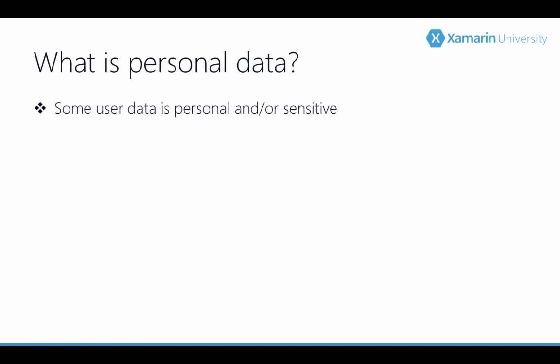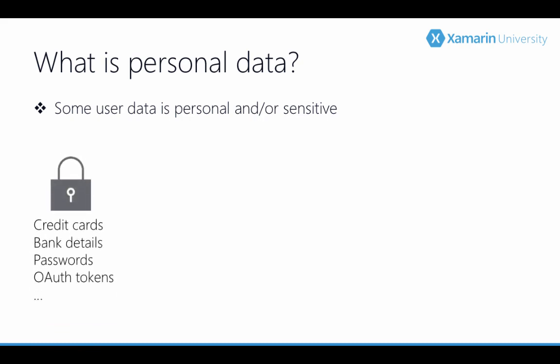Apps collect a lot of information from their users, and some of it will be considered personal or sensitive in nature. Now, one of the most discussed categories is financial information, so things like credit card numbers and banking details. But keep in mind that passwords and OAuth tokens to access financial services can be just as important as direct financial details, since they can be used, of course, to access a user's accounts.